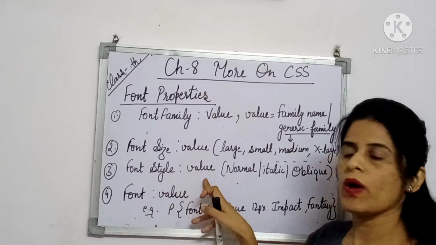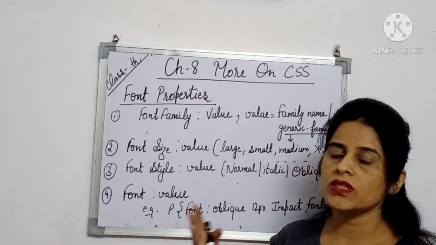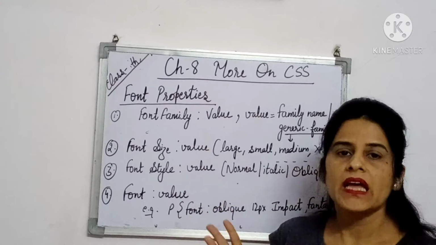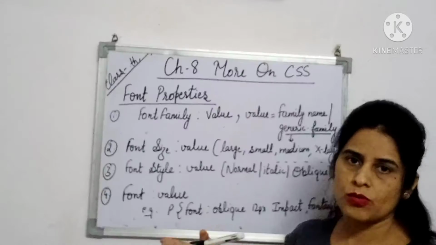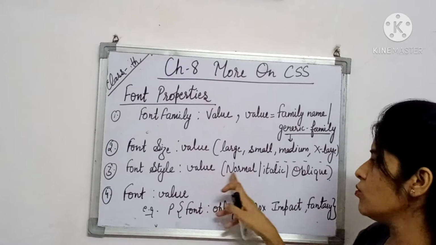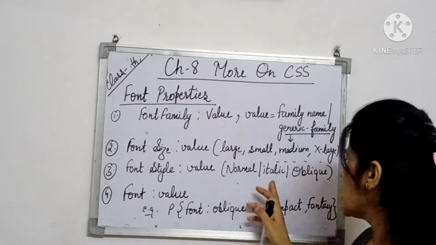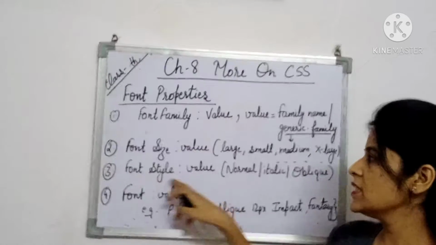Font style, then value. Font style: what will be the style of your font? For example, bold, italic, oblique. Normal will just look normal. If you use the value italic, it will be slightly tilted. If you use the value oblique, it will be more tilted. So these are the styles.